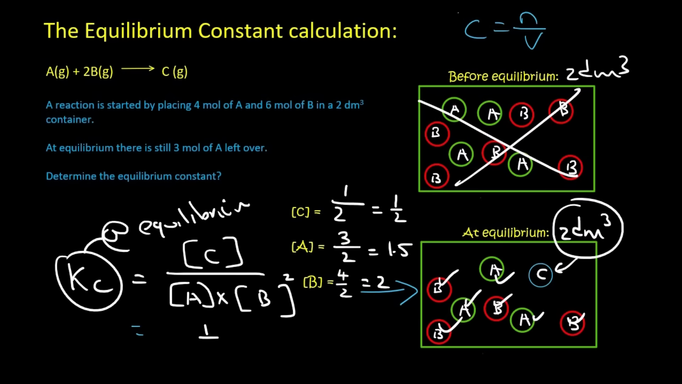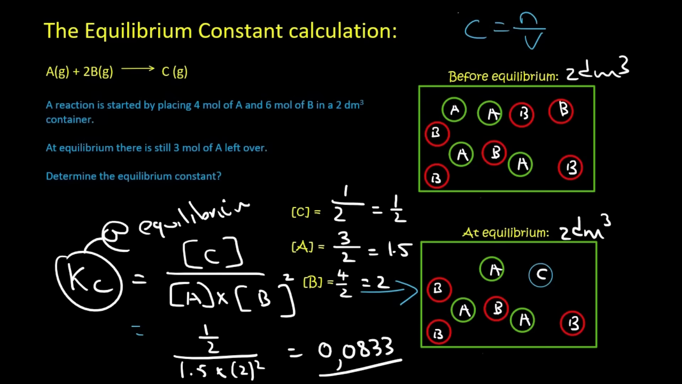So the concentration of C is a half. The concentration of A is 1.5, and the concentration of B is 2, and then I should square that. You then type all of that in on the calculator, and that's going to give you 0.0833. So what does that tell us? Does it tell us that the products are dominating or the reactants?